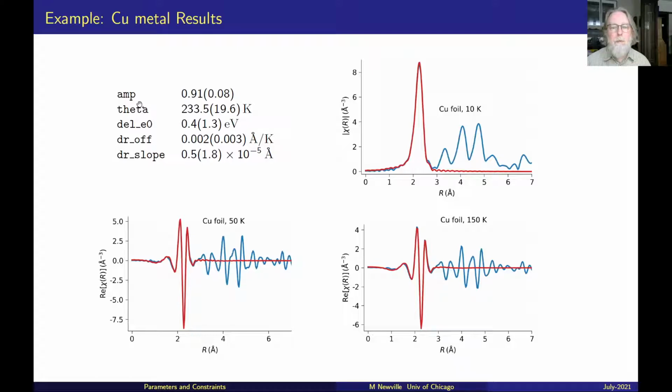And what we've determined from this is the amplitude function, the S0 squared. I asserted that n was the known value of 12, and so I adjusted S0 squared, the theta, the Einstein temperature, evaluating to some Kelvins. That's actually about what you expect for copper from heat capacity data. A delta E0, that's the same for all paths, and then a slope and an offset for the distances. So it's a very, very shallow temperature dependence of R, but not 0.